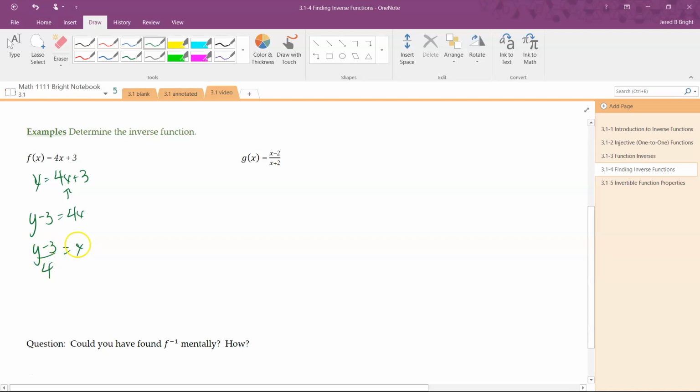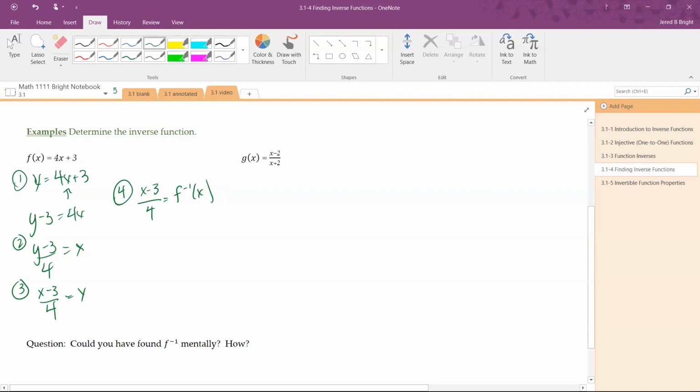So this is step 1, this is step 2. Step 3 would be to interchange x and y, so I would write x where y is, and y where x is, so I get that. And then fourth, instead of y, I'm going to write f inverse, so f inverse is x minus 3 over 4. So boom, done, quick.